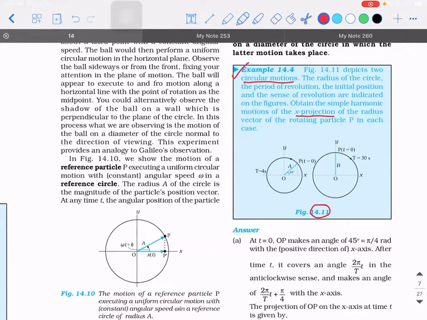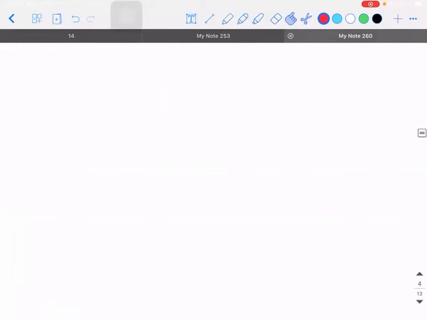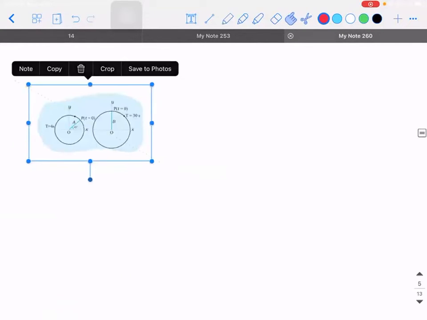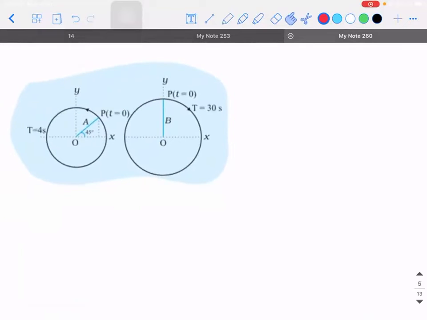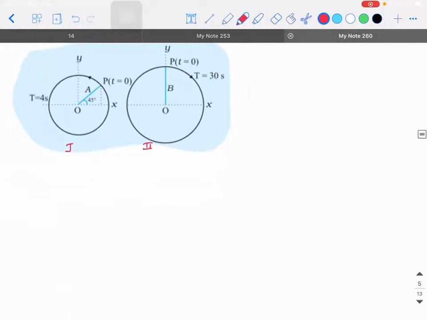Okay. Let me copy this. Now tell me, what are we supposed to do? So I'll call this first, this is second. Let us concentrate on each thing individually. Here they have told that at t is equal to 0, the particle, the point P, is not starting from the x-axis. It is somewhere between x and y.